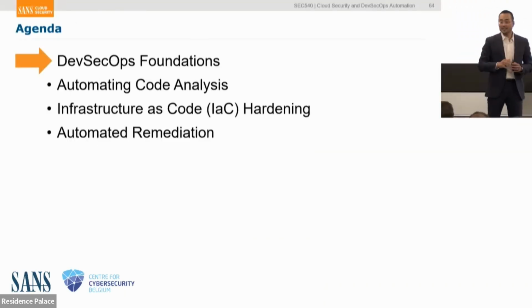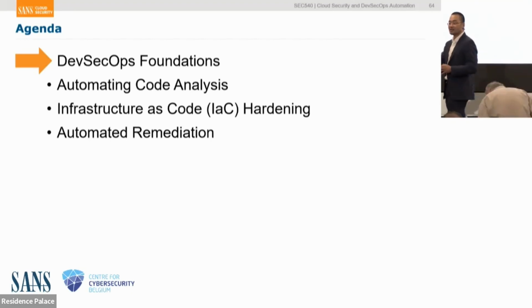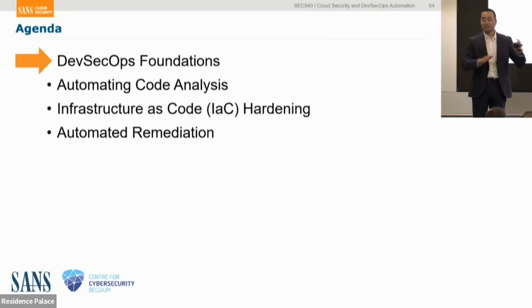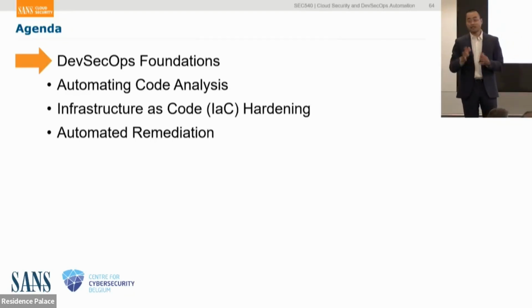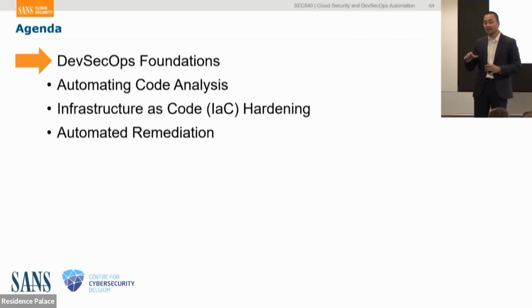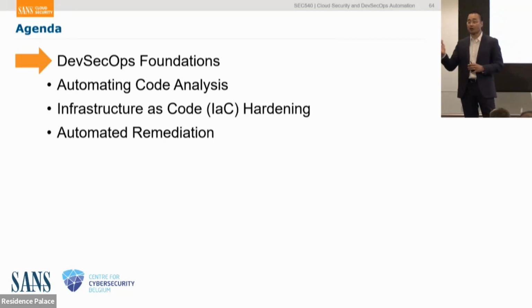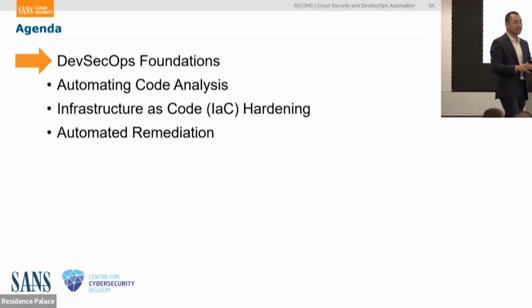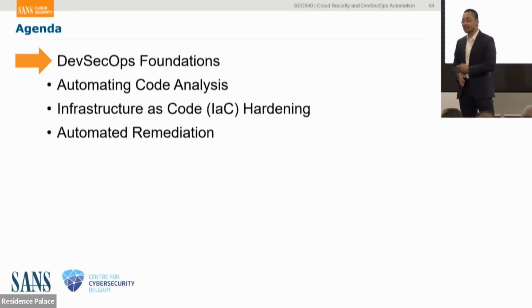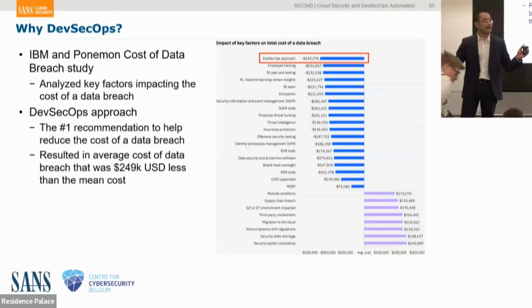But in this particular session, what are we gonna cover? We're gonna cover 4 things. Number one, we wanna make sure we're all on the same page, so we're gonna cover some DevSecOps foundations here. Then we're gonna move in and talk about automating specifically code analysis. But then we'll also talk about some infrastructure as code hardening, how we can automate some of those checks. And then we will see at the very end a cool automated remediation example. So 4 different topics that we're going to be covering here over the next roughly hour or so.